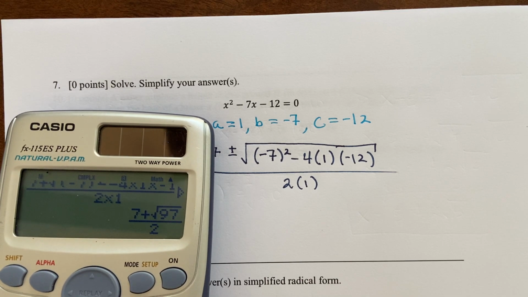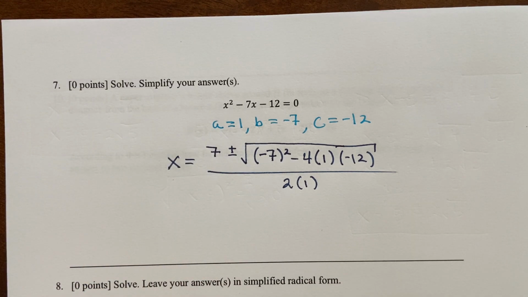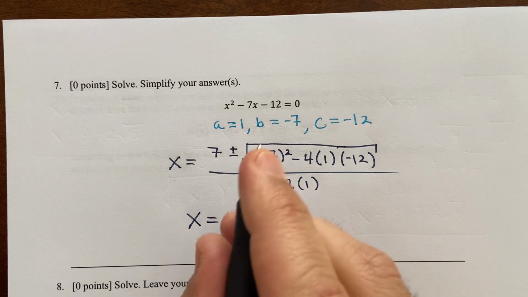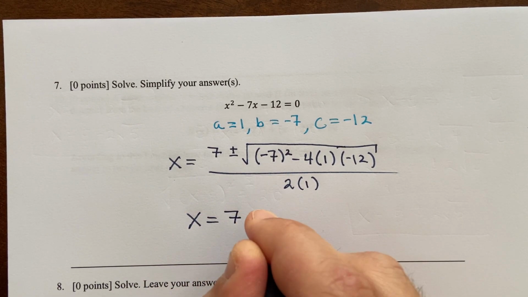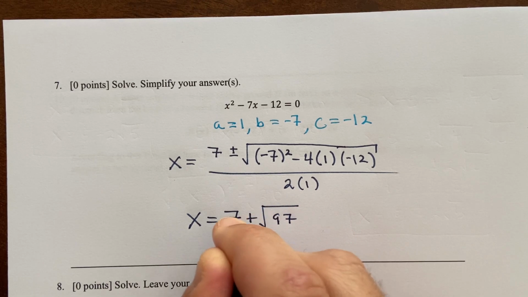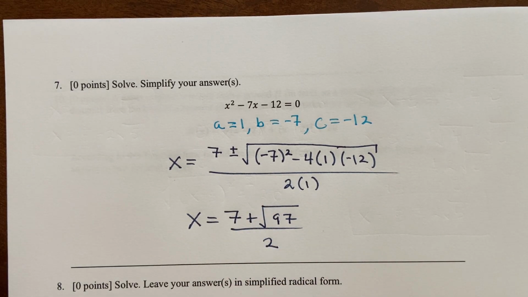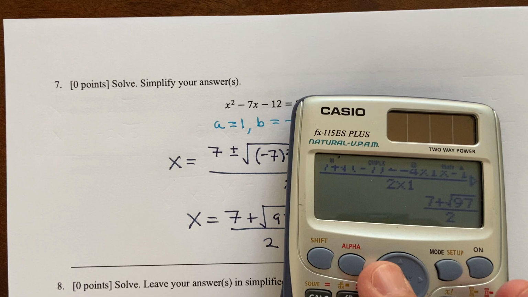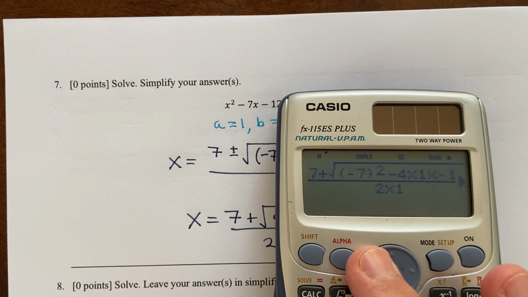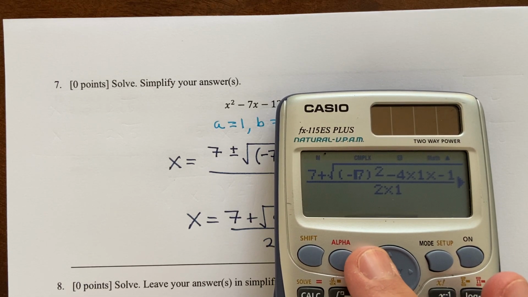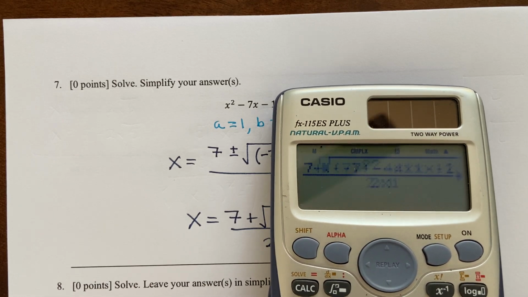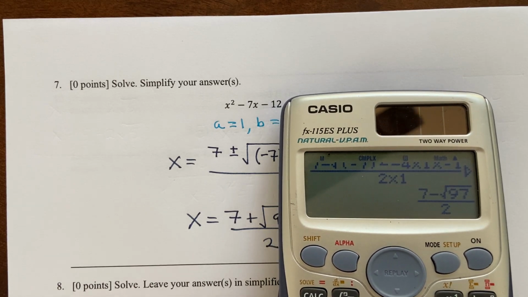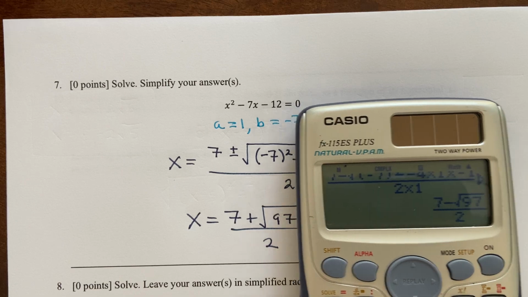So I'm getting this as one of my solutions. So x equals 7 plus root 97 over 2. And then if I go back and change the plus case to the minus case, I'm going to get 7 minus root 97 over 2.